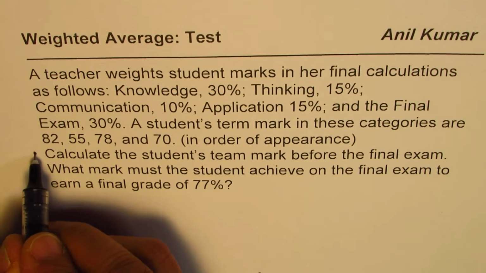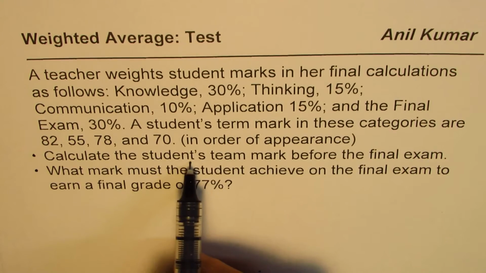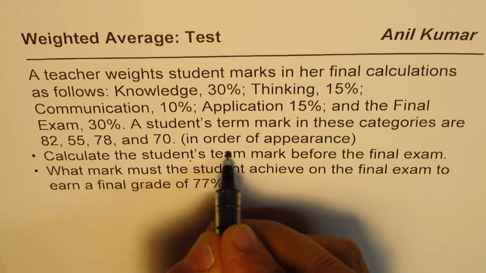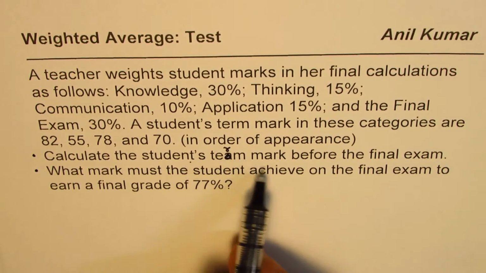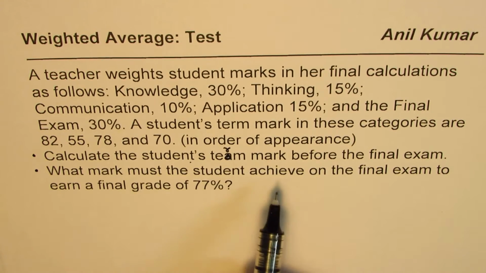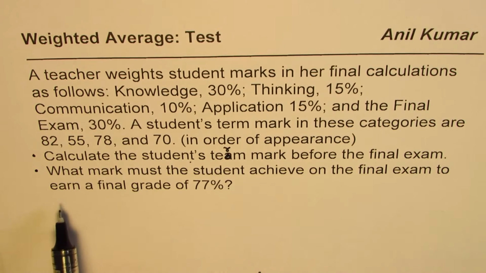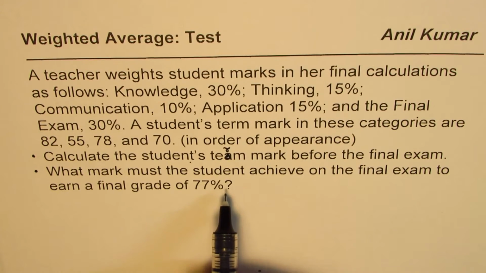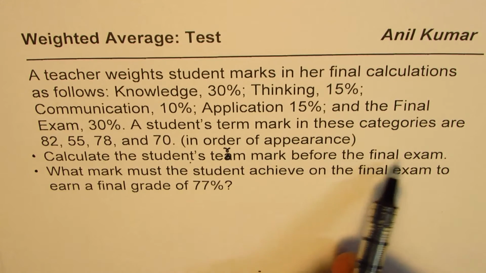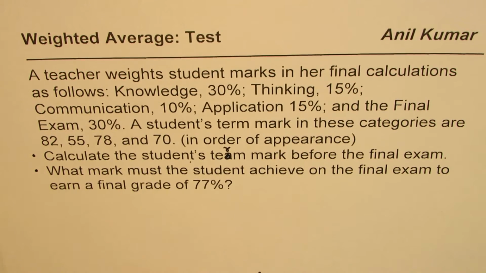Now we have two parts to work with. The first one is, calculate the student's term mark before the final exam. And the second part is, what mark must the student achieve on the final exam to earn a final grade of 77%? Now in this particular video, we'll find the term mark before the final exam, and in the next video we'll answer the next part. However, you can always pause the video and answer the question.